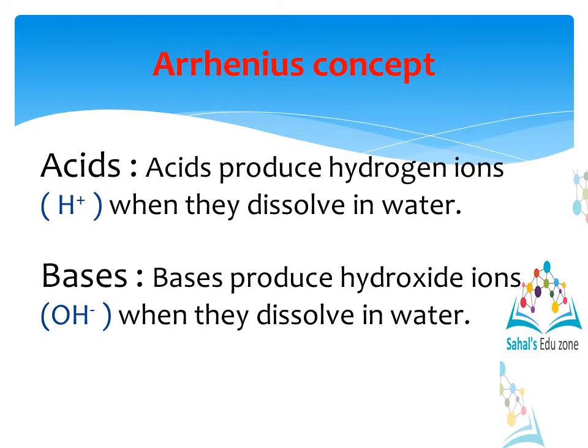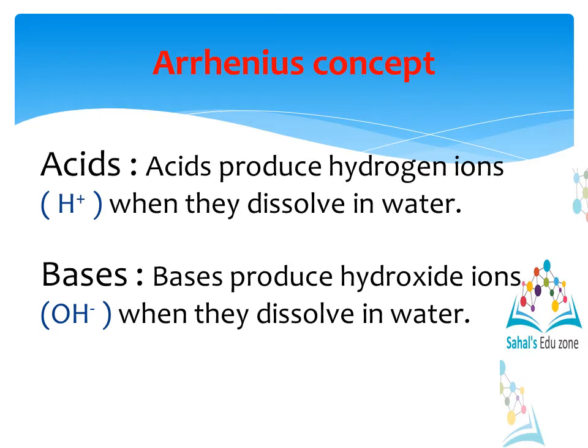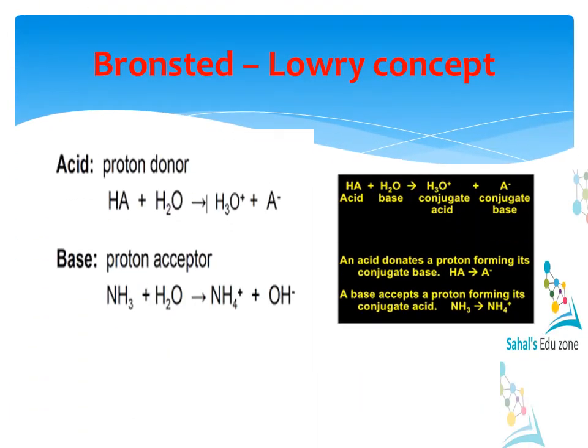According to Arrhenius, acids produce hydrogen ions when they dissolve in water. Bases produce hydroxide ions when they dissolve in water. According to the Bronsted-Lowry concept, an acid is a proton donor and a base is a proton acceptor.